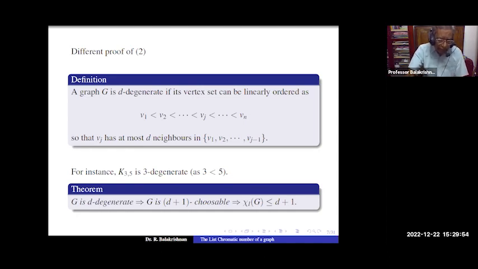Well, if G is d-degenerate, then G is (d plus 1)-choosable.